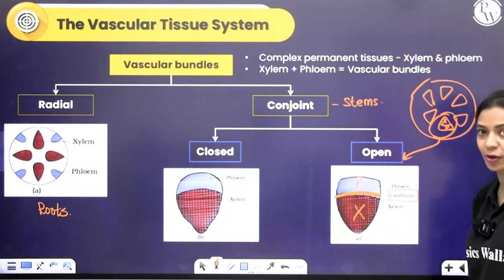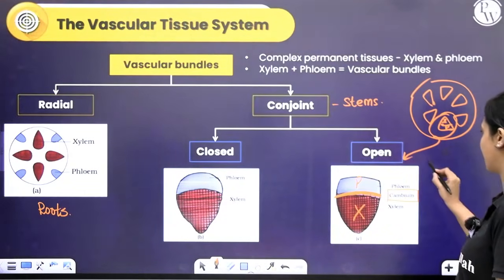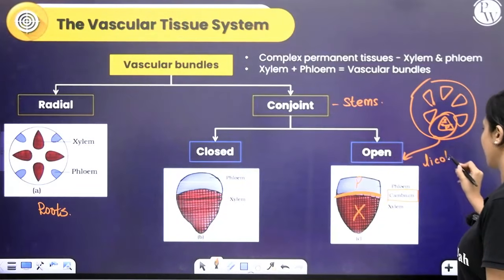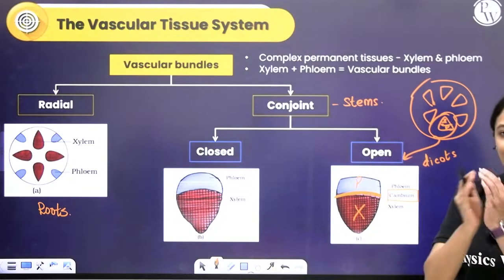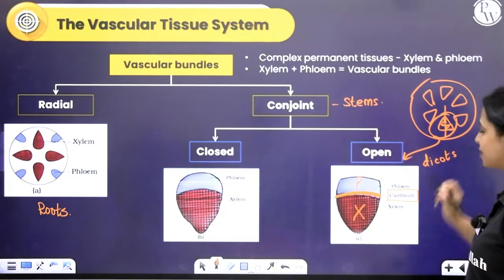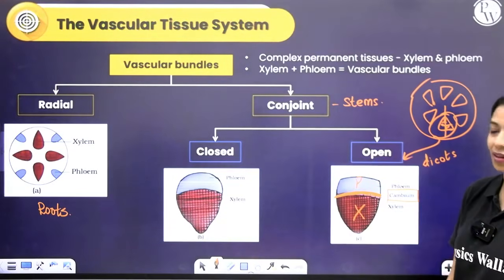Remember, I've told you about cambium earlier and I said cambium is present only in dicots. So, in this conjoint type of vascular bundle, you can find both xylem and phloem within the same bundle in the same radius itself. There it was alternating.